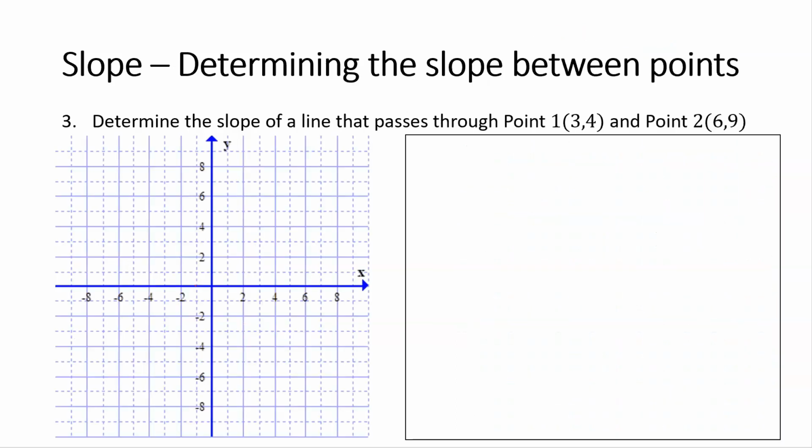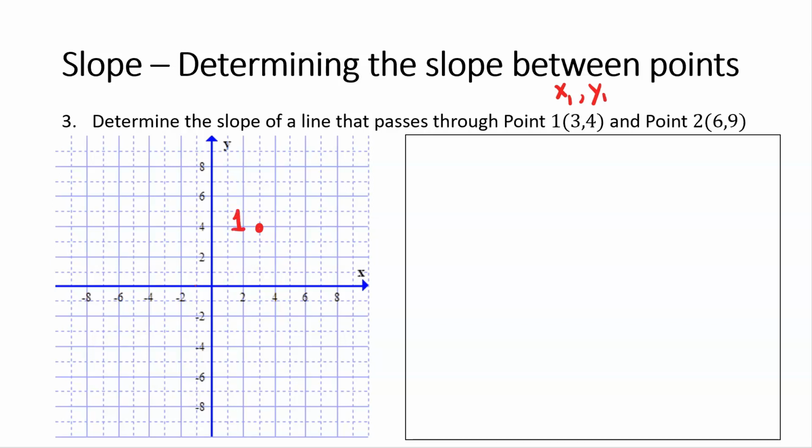So how about determining the slope between 2 points? So let's determine the slope of a line that passes through point 1, which is (3, 4), and point 2, (6, 9). So for point 1, we know the x value of point 1 is 3, and the y value of point 1 is 4. Plotting that on the graph, 3 and then 4, point A sits, or point 1 sits there.